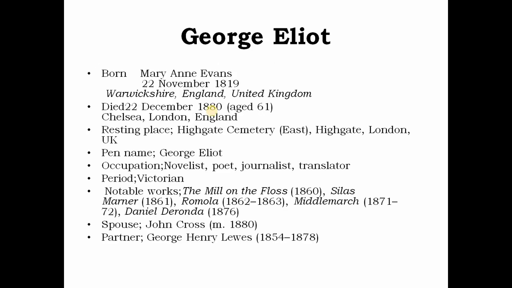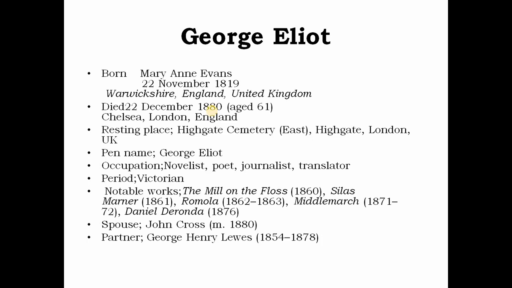So here's a short description of George Eliot. She was born as Mary Ann Evans, it's her real name, on 22 November 1819. So this era is Victorian, Warwickshire, England, United Kingdom, and she died on 22 December 1880 at the age of 61 at Chelsea in London, England. Resting place, Highgate Cemetery. Cemetery means graveyard, East Highgate, London, UK.